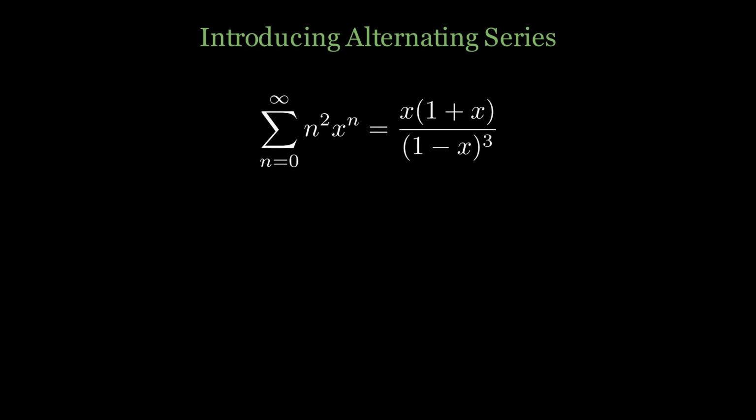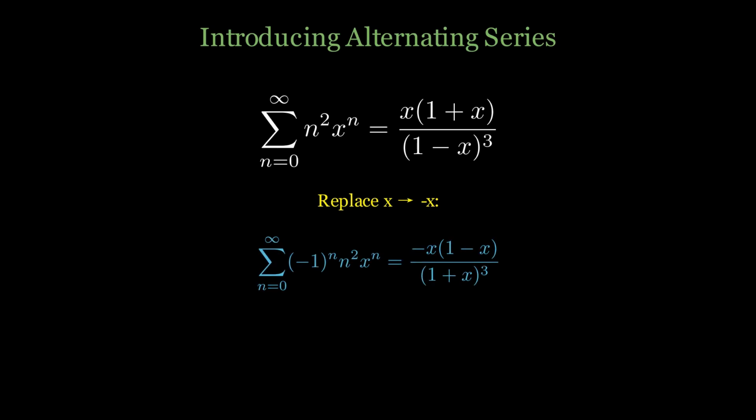Now that we have it, we are going to introduce the alternating series because we noticed there was a minus 1 whole to the power n, right? Write down the series and now replace x by minus x. In doing so, we get the following series where you can see we already have a minus 1 to the power n.